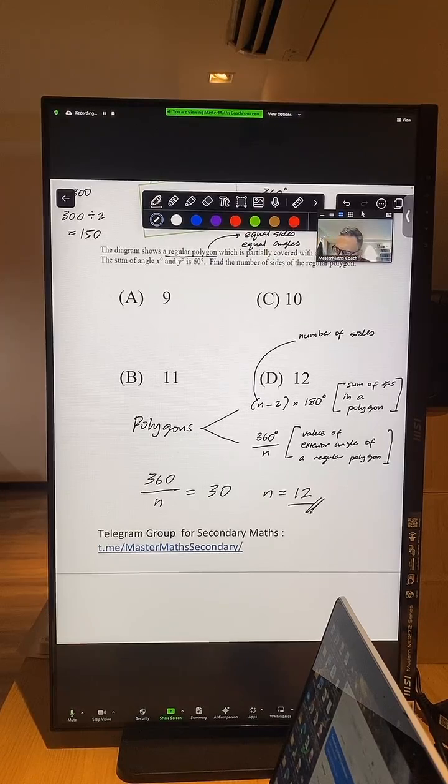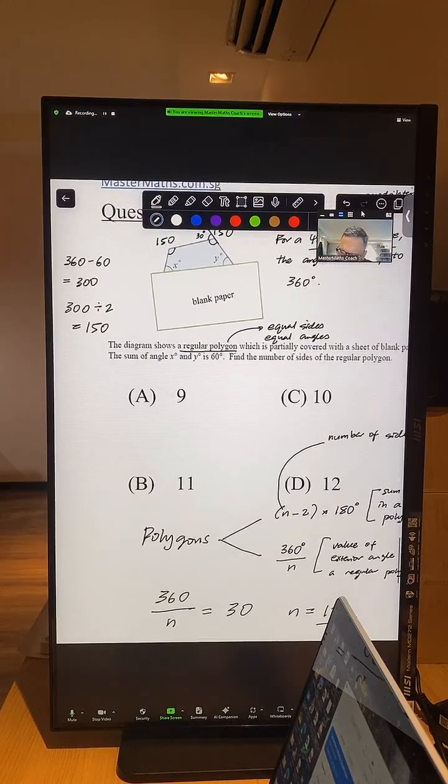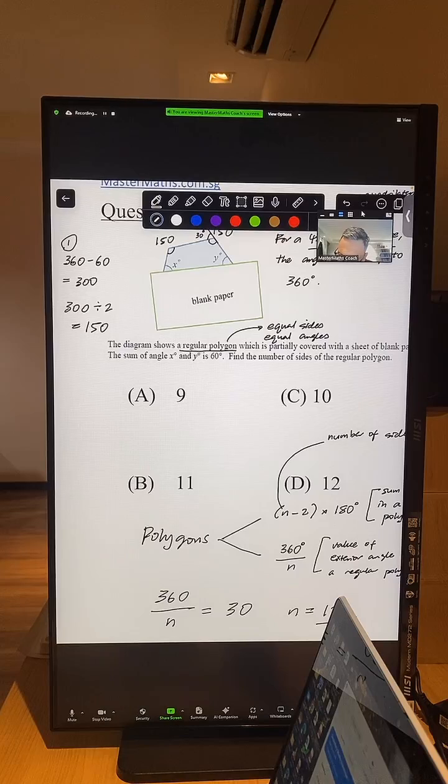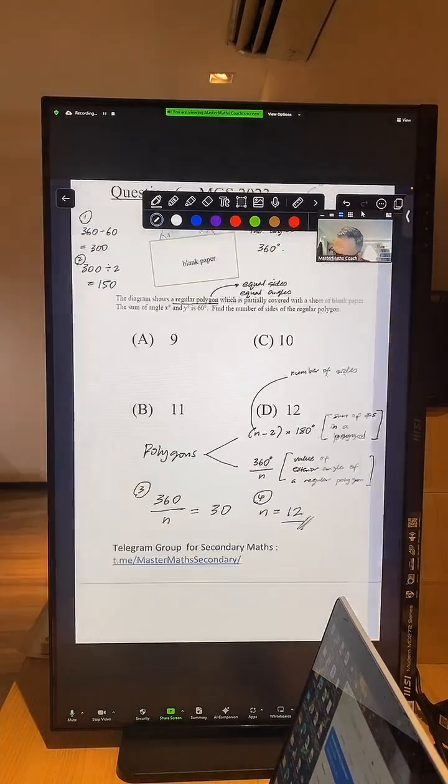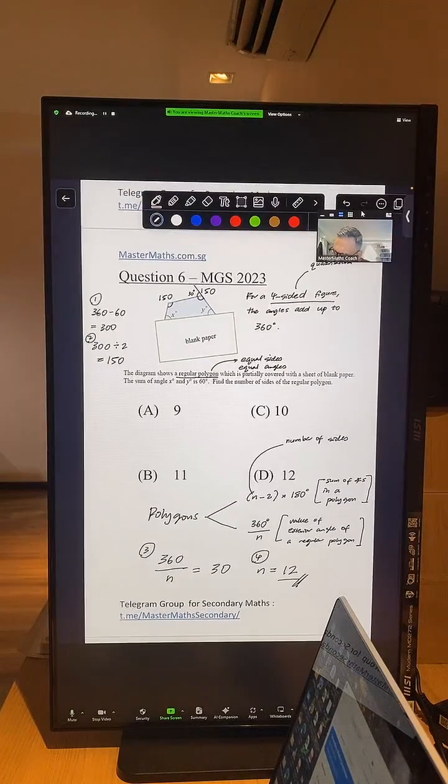Okay, so the steps are like this. This one is step number 1. This one is step number 2. This one is step number 3. This one is step number 4. Okay guys, I hope you all can see that. So my answer is D.